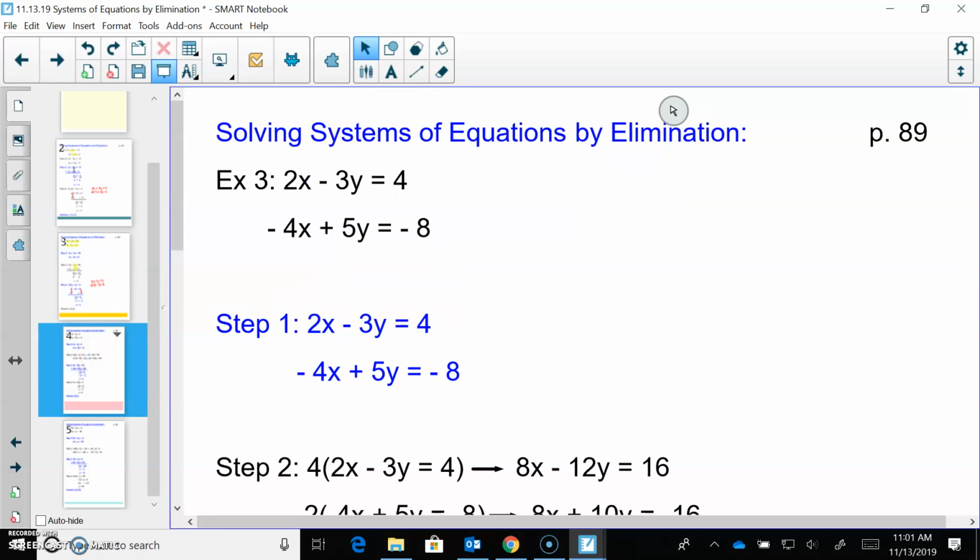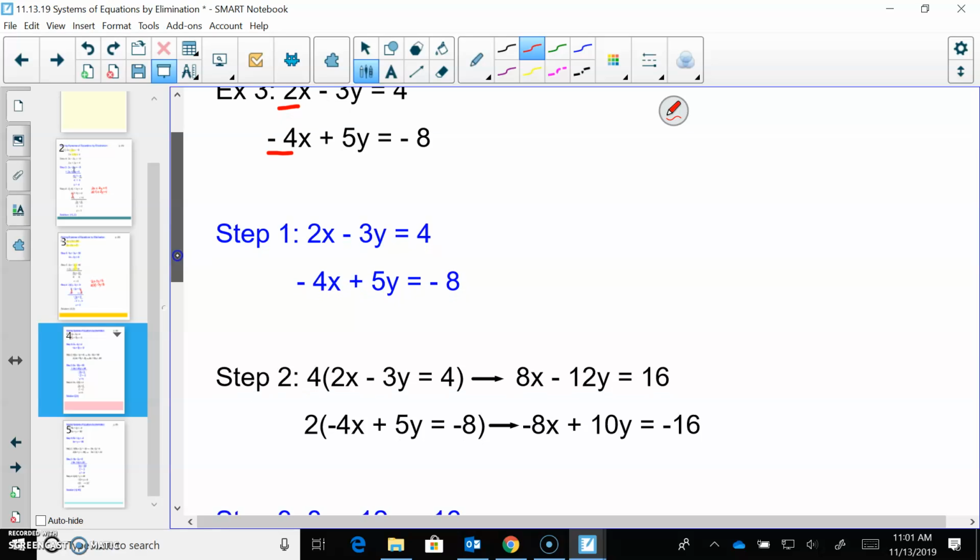Example 3 is one of the ones where I'm going to have to do step 2, because I do have opposite signs for each of the variables, but I don't have the same coefficient. When I look at this, it's going to be easier to cancel the x's, because the number in front of the x in the first equation is 2, and in the second equation is negative 4. Those numbers are smaller than the negative 3 and the positive 5 attached to the y. So step 1, I just made sure that they were all lined up.